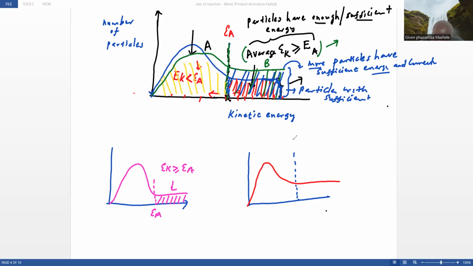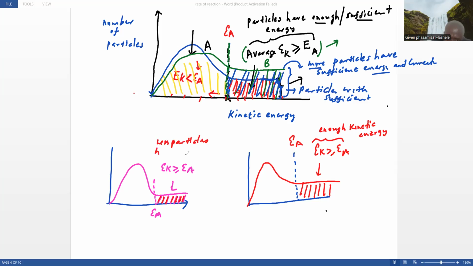You see that the EA is still there, which means this area is where we have average EK greater than or equal to EA. So that's where we have enough kinetic energy, particles with enough kinetic energy. But look at the area here, it's smaller than that one, which means fewer particles here have enough kinetic energy.